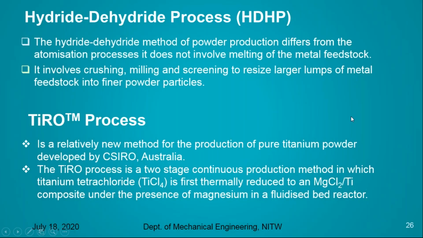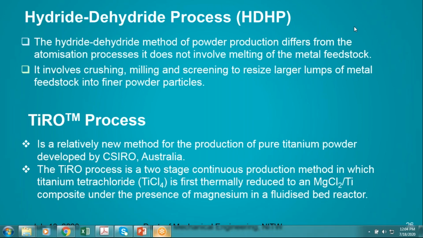There are two other processes. One is the hydride-dehydride process. This method of powder production is different from the atomization process. It does not involve any melting of the metal feedstock. It involves mechanical crushing or milling and screening of the size of the powder particles, consisting of some lumps in the feedstock, and then we make it go through a further secondary process to make fine powder particles. And nowadays we have a very recent process, the TIRO process.